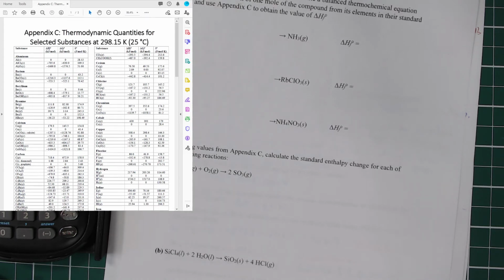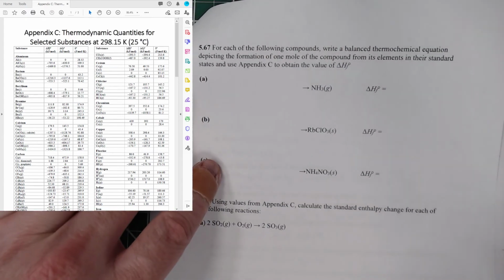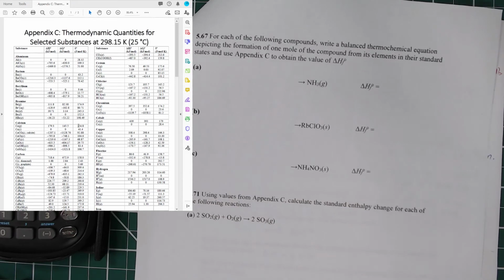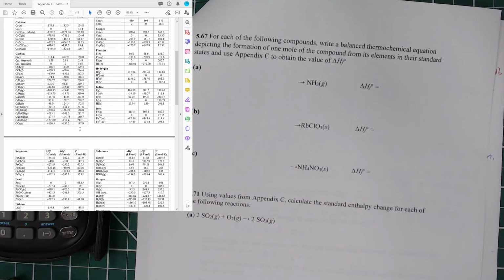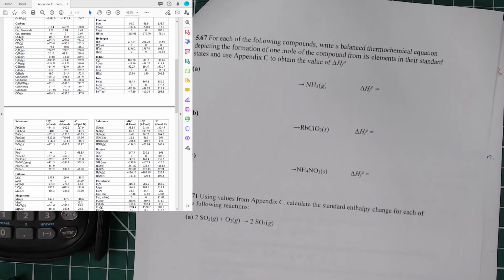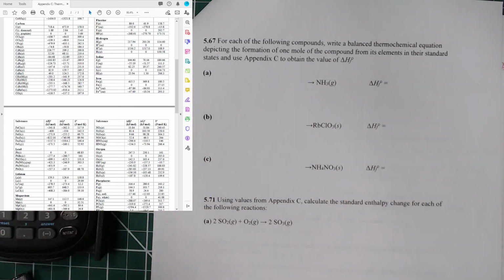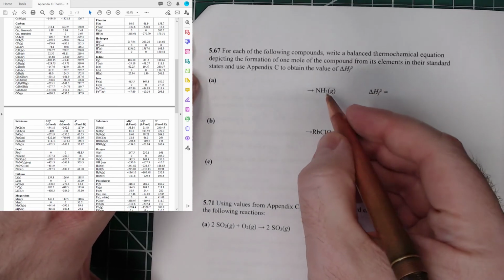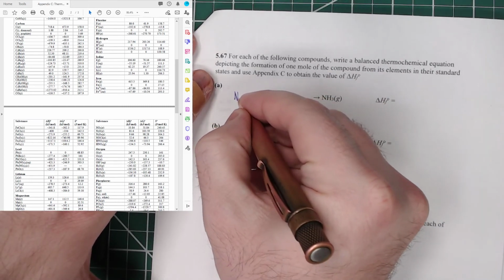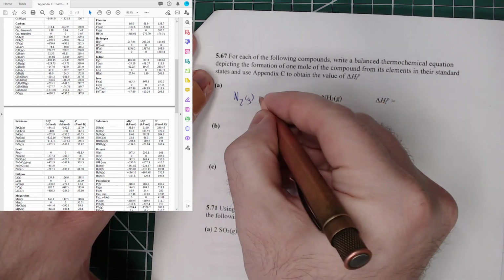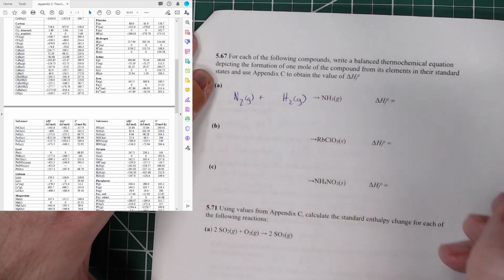I'm going to leave that open like that. And we are going to look at these substances. Let me scroll down. We'll find nitrogen and hydrogen. There's hydrogen. Well, nitrogen's in there somewhere. So let's do this first one. So here we've got ammonia, NH3. Well, the elemental form of nitrogen is N2 gas. And the elemental form of hydrogen is H2 gas.